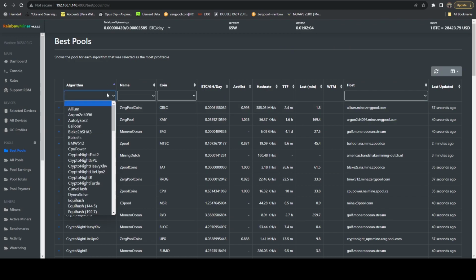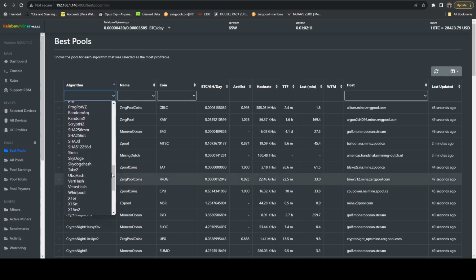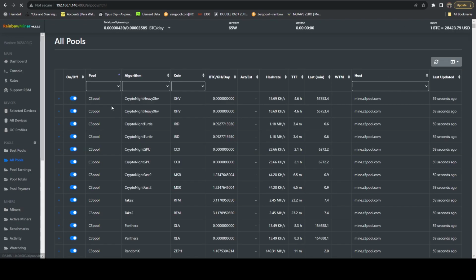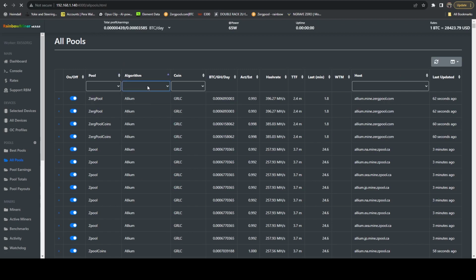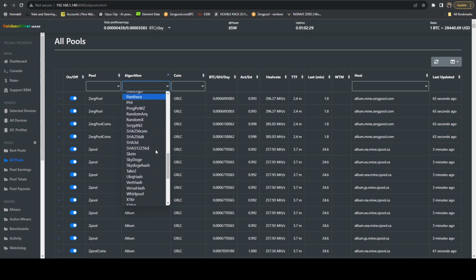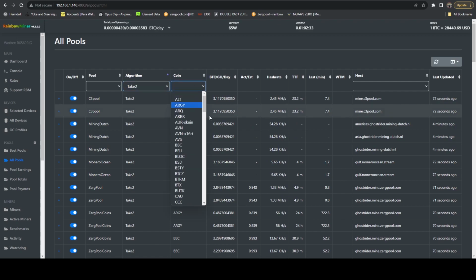So if we were looking for a specific algorithm, let's do Take Two as an example, because there's many coins on that. Here we can see RTC is the current top pool. But if we go to all pools, and give that a minute to load, because it's actually loading the aggregate amount of pretty much everything. So if we do Take Two, here we can see these are all the coins on Take Two.